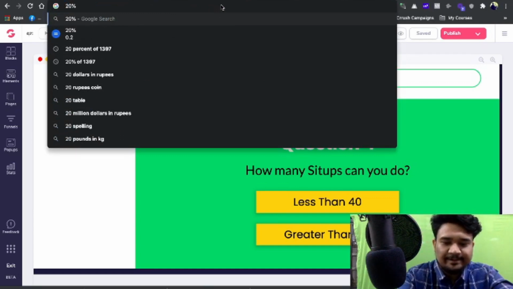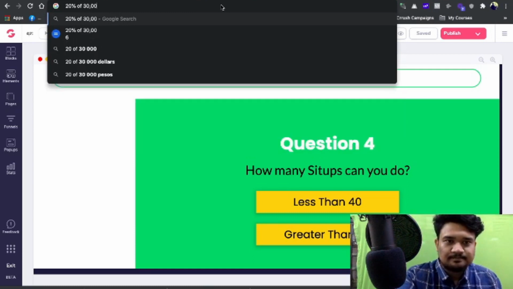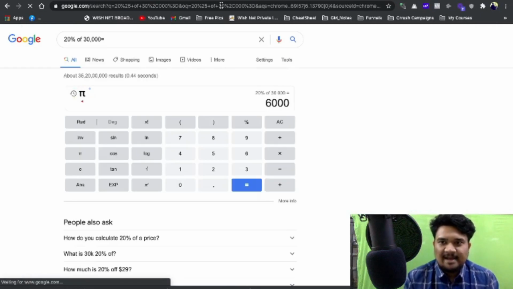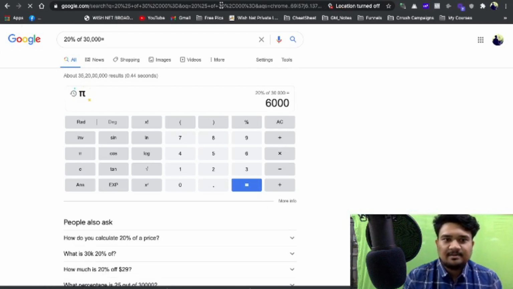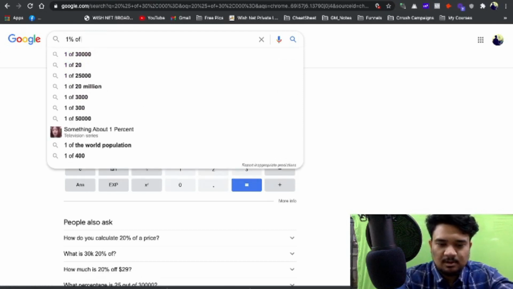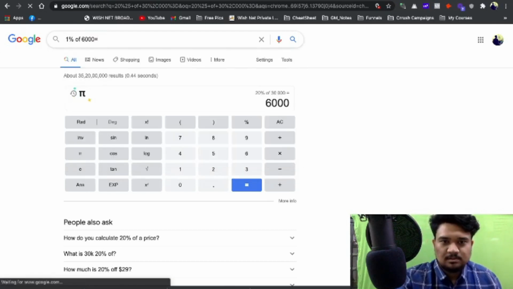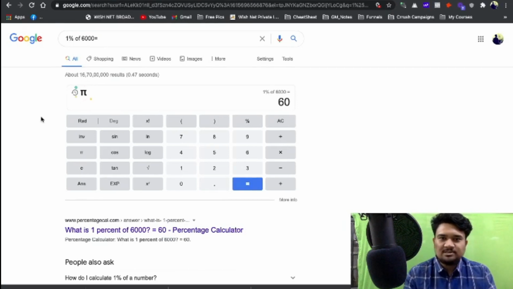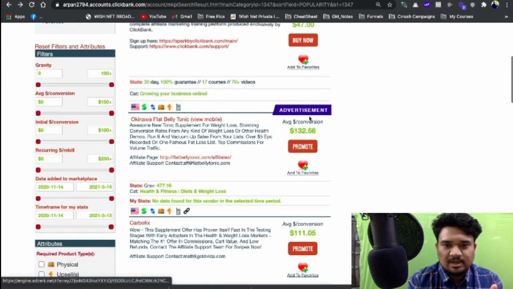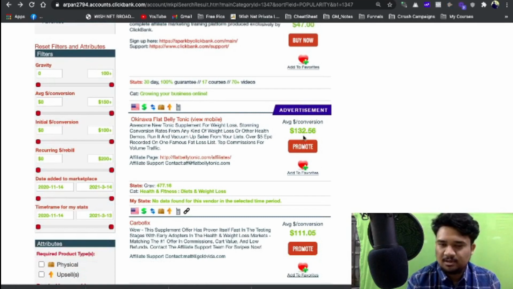So I would write 20% of 30,000, which is 6,000 people, and let's say only 1% converts. So 1% of 6,000 is 60 people. So guys, your total cost was $500 if you remember correctly. Now if there is a 1% conversion, you can get 60 sales. As you see, Okinawa provides an average conversion of $132, and to make my calculation easier, let's say they provide an average conversion of $100.